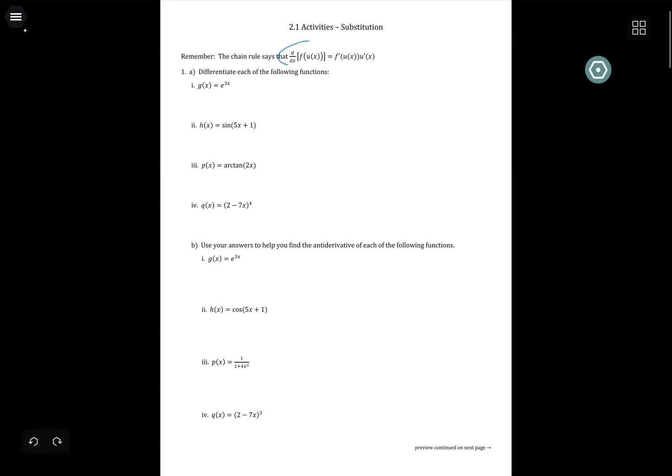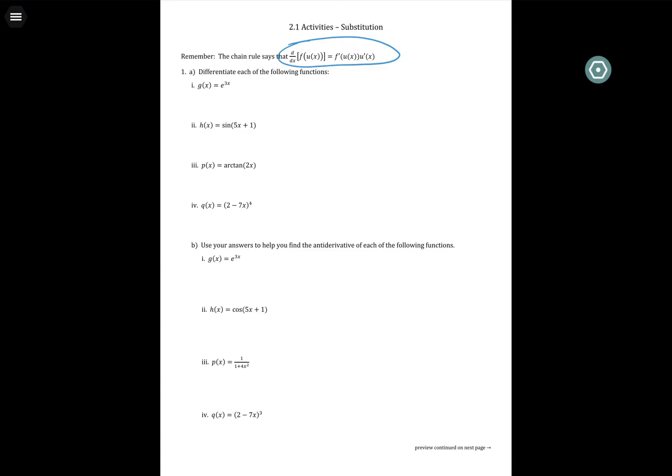So remember what our chain rule looks like. It says if you take the derivative of a composite function, you'll get the derivative of the outer function evaluated with the inner function times the derivative of the inner function. So we want to be able to reverse these things and in general find antiderivatives of composite functions.